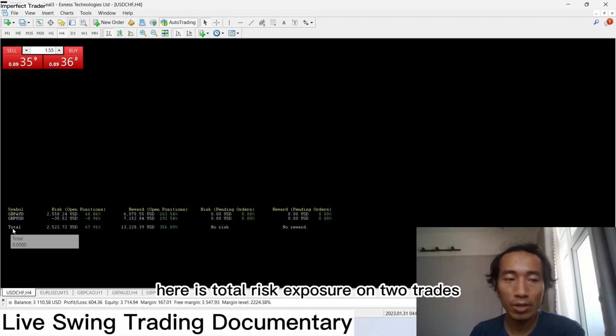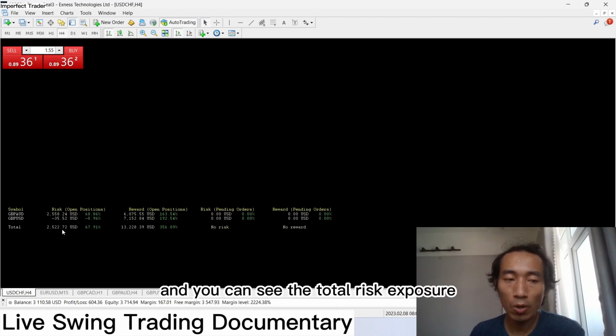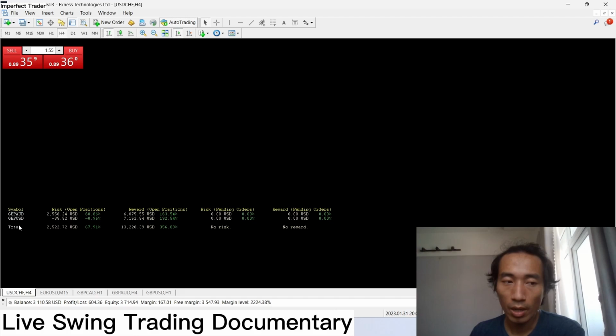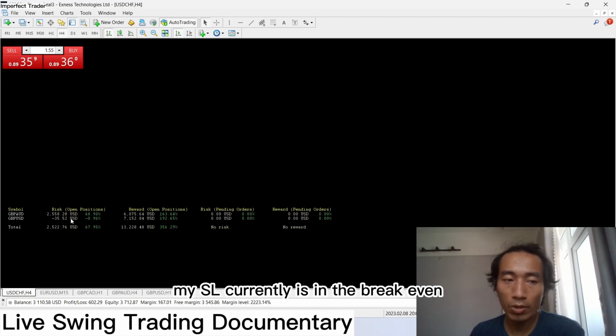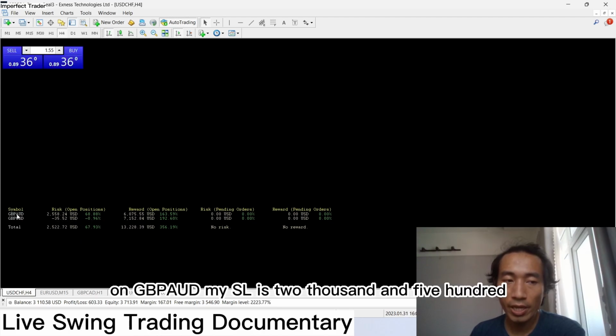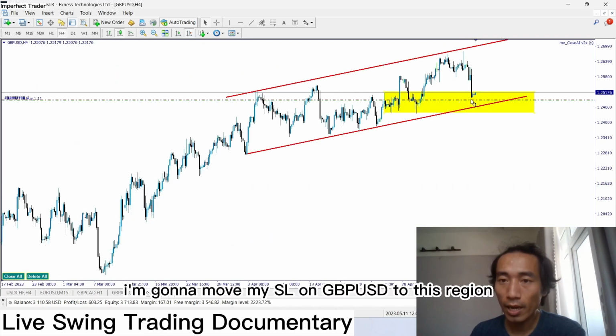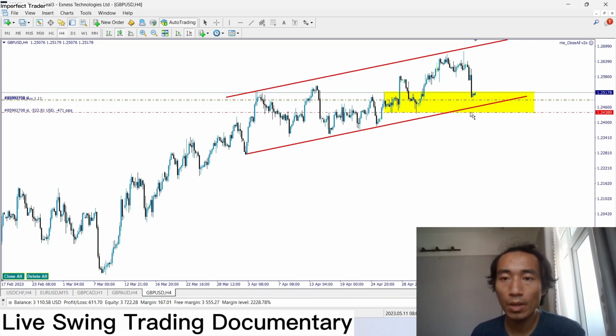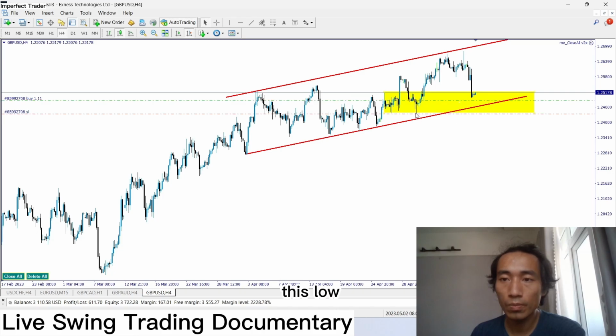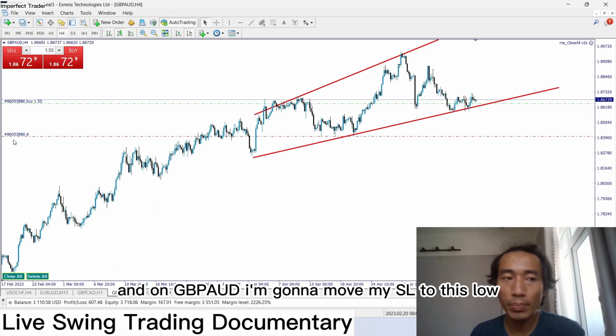So here you can see the total risk exposure on two trades, and you can see the total risk exposure is 2,500. And on GBP USD, my stop loss currently is at break even, a little in profit. On GBP AUD, my stop loss is 2,500. So what I'm gonna do is something like this. I'm gonna move my stop loss on GU to this region, to this low, and on GBP AUD, I'm gonna move my stop loss to this zone.